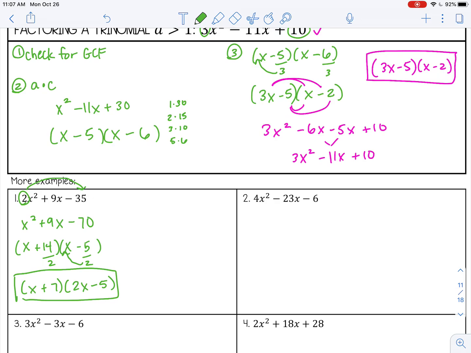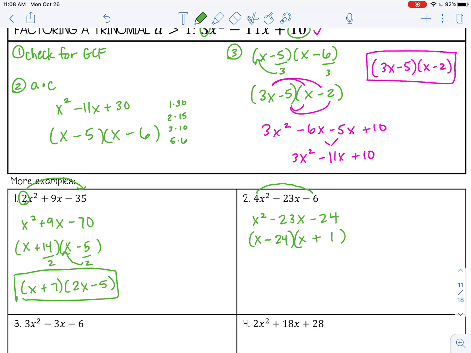All right, number 2. No GCFs, so I'm going to multiply a by c. 1 times 24, that could give me 23. You just got to get your signs right. It may help if you just write down the factors and then play around with your signs to get it right. So if I did 24 minus 1, that's positive 23. That's not what I want. I want a negative 23. So let's try negative 24 and positive 1, that's negative 23. That's what we want.